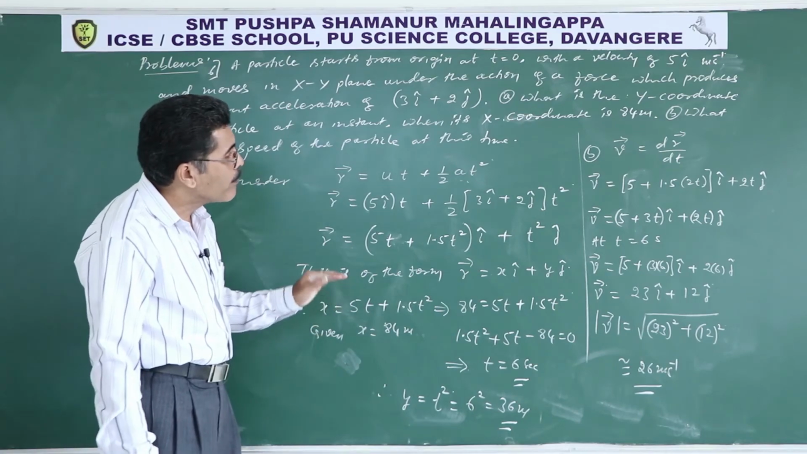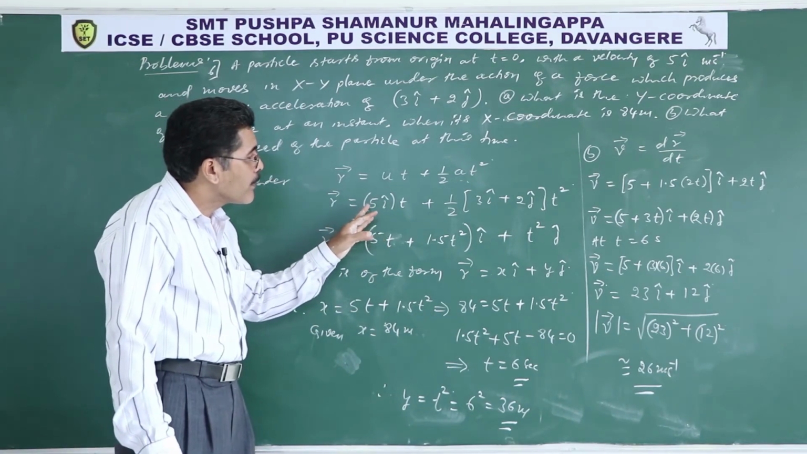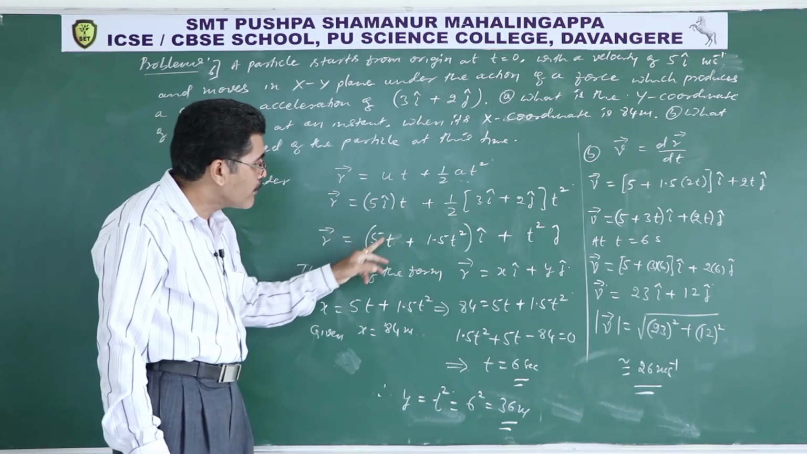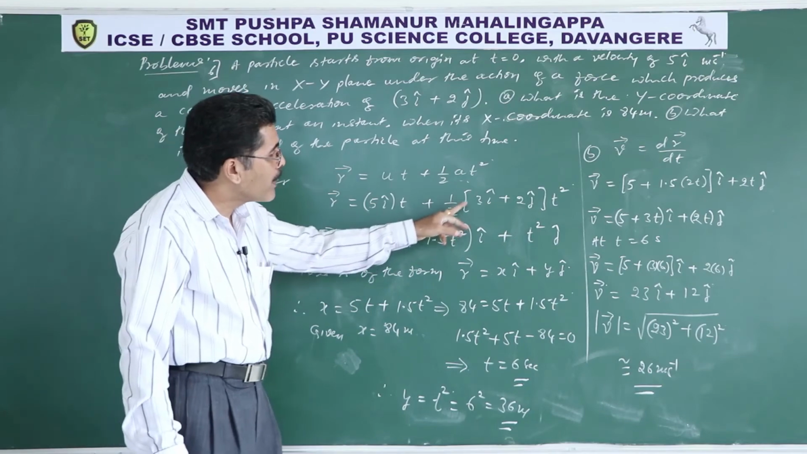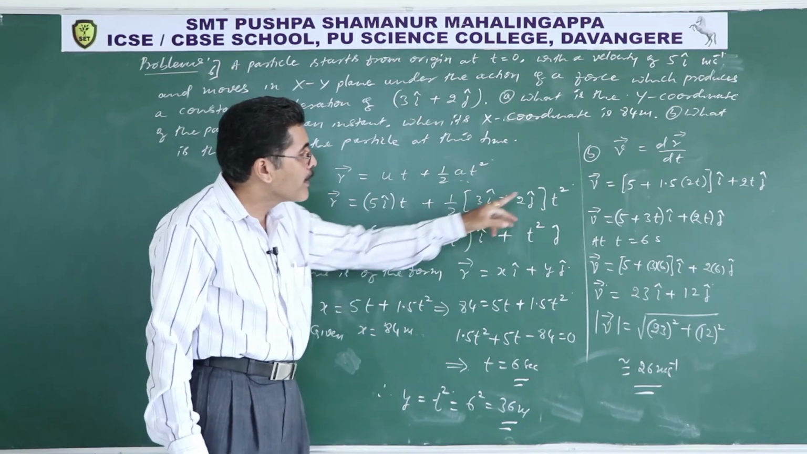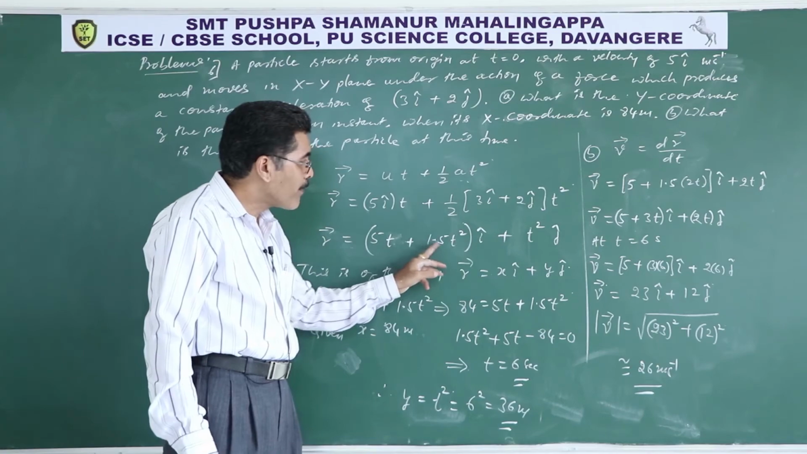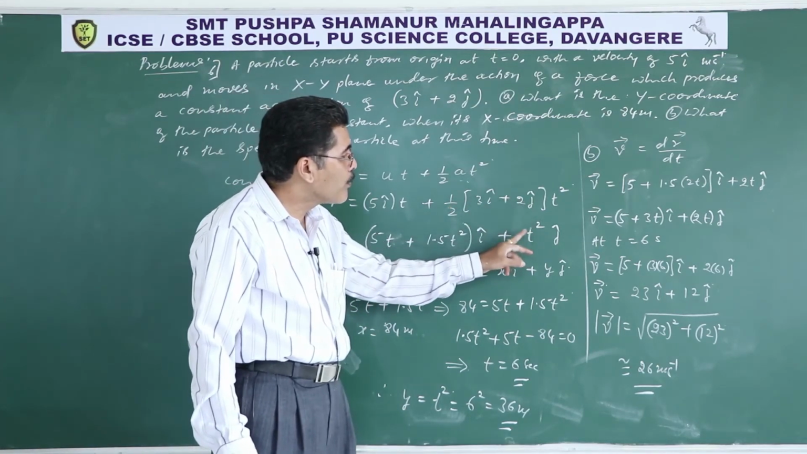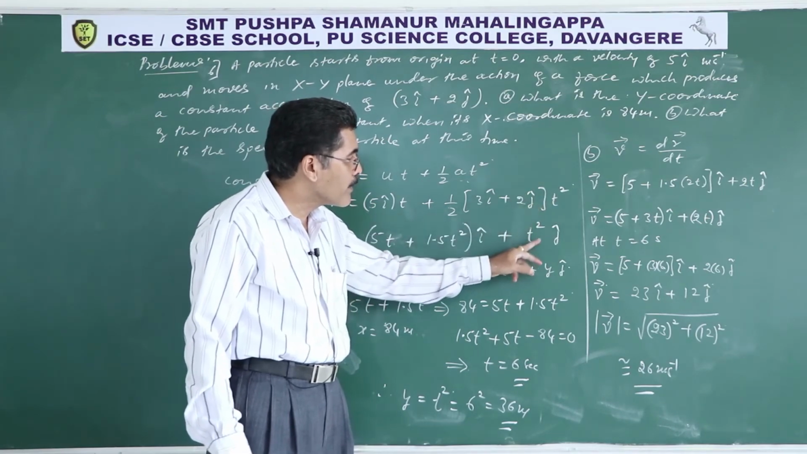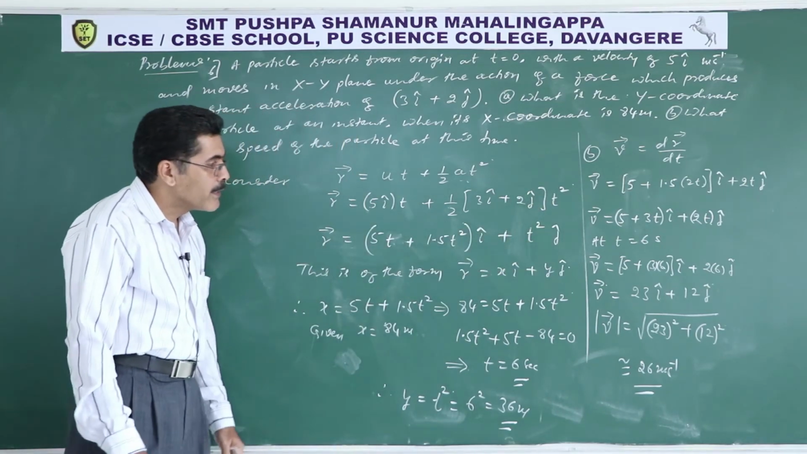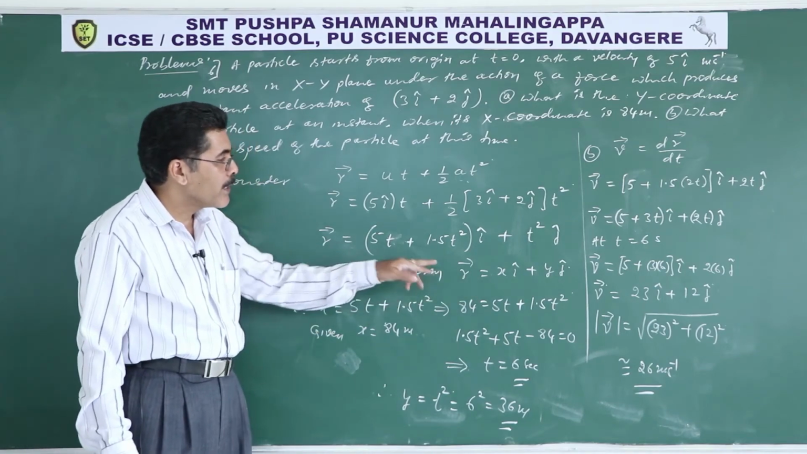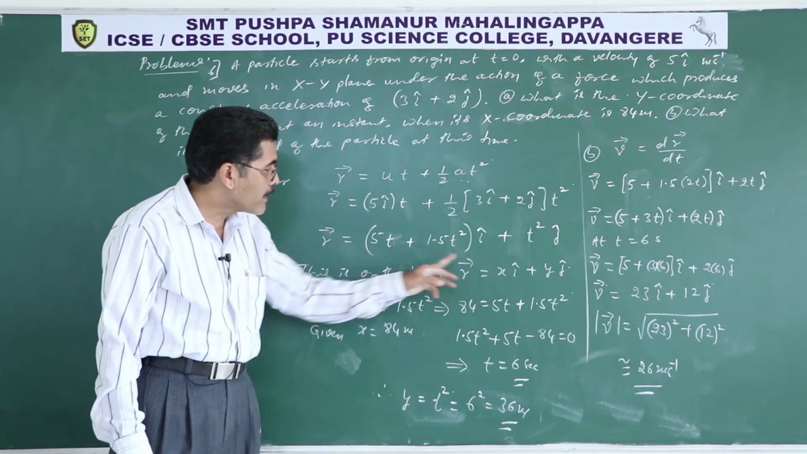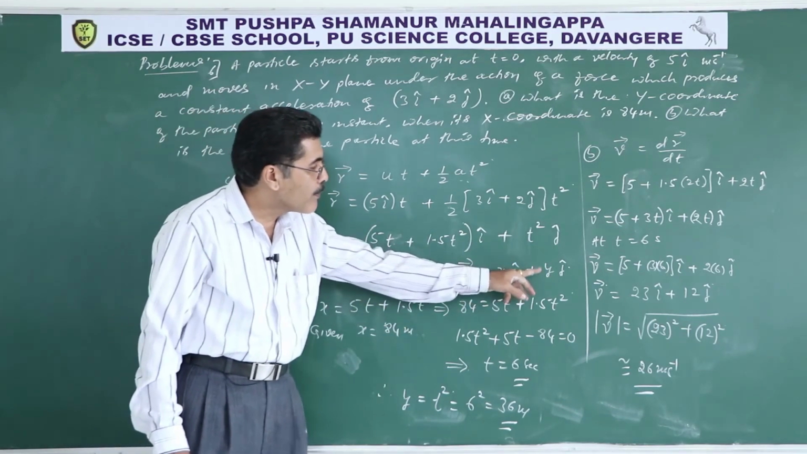Now, I just bring the coefficients with i cap to one side. There is 5t, and half multiplied by 3 gives you 1.5, so 1.5 t square into i cap on one side. Then half into 2 gives you 1 into t square into j cap. This is in the form x into i cap plus y into j cap. Therefore, what is x? x is equal to this much, y is equal to this much.